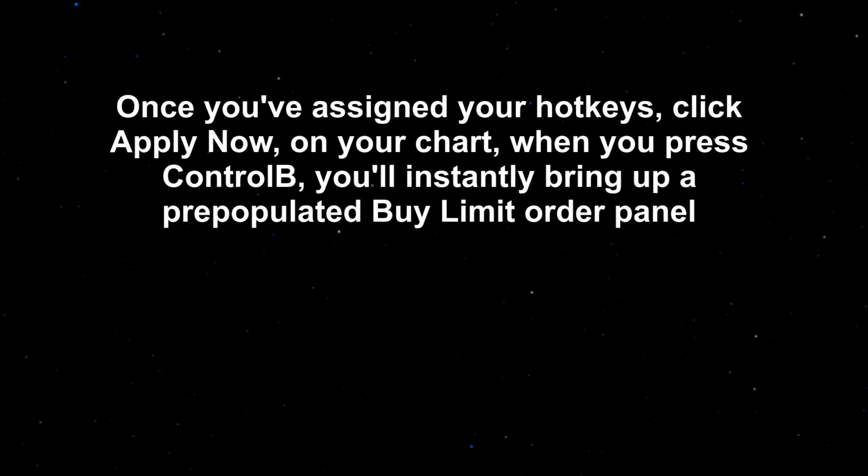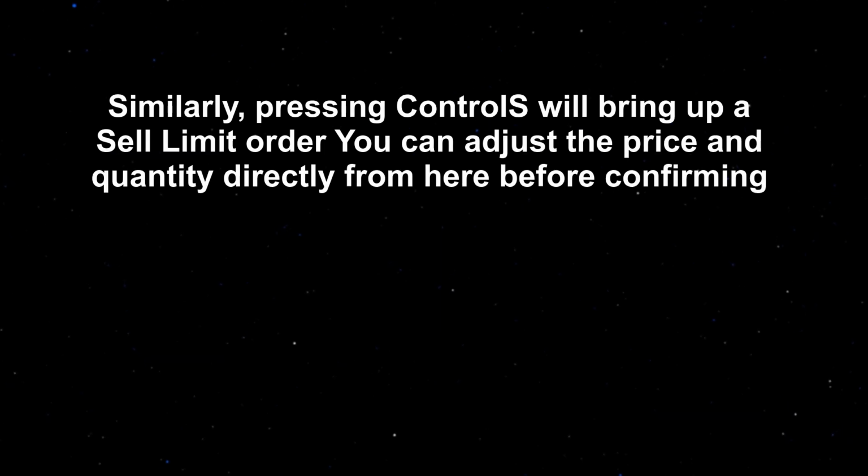Now on your chart, when you press Control B, you'll instantly bring up a pre-populated buy limit order panel. Similarly, pressing Control S will bring up a sell limit order. You can adjust the price and quantity directly from here before confirming.